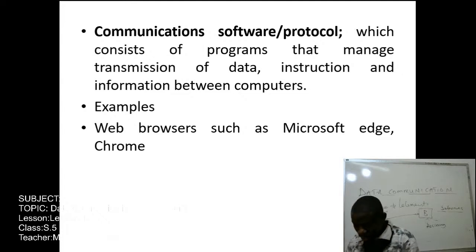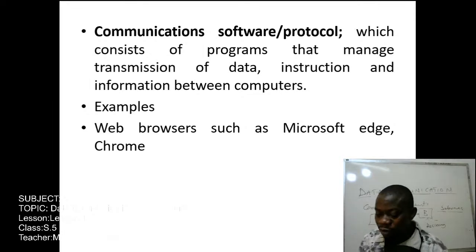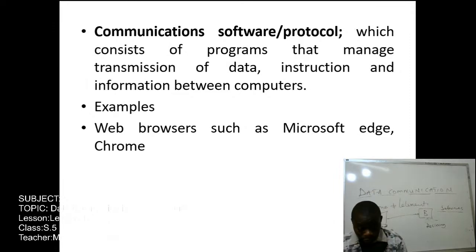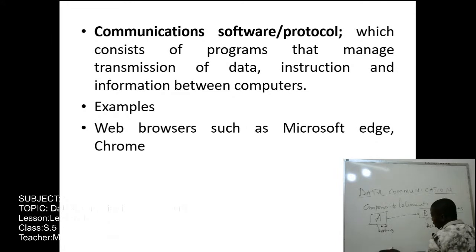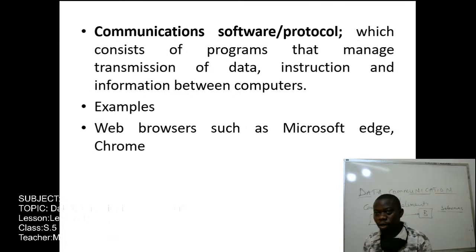So that's why we are saying that it consists of programs that manage transmission of data, instructions, and information amongst devices. I want you to think about the way you managed to log into our site to access the lessons you're having now. You used what we call a web browser, maybe Edge, Chrome, and so on. So that software, Chrome, Edge, and others you are using to log into our site, are communication software. They help those devices communicate to one another.